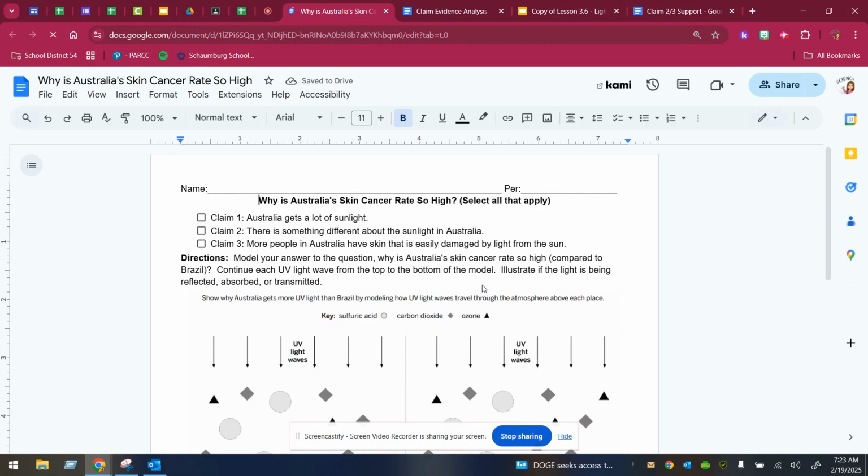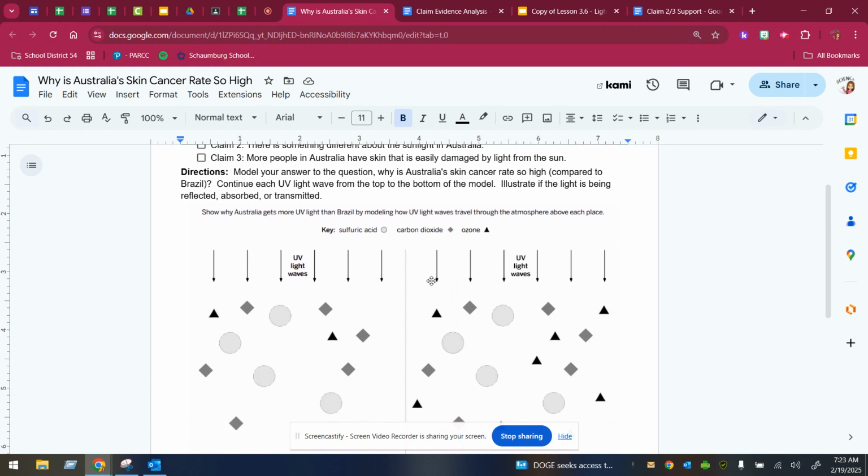You are going to receive a piece of paper that looks like this. The first thing, and everyone misses it, is up at the top. I want you to answer our question: why is Australia's skin cancer rate so high? Select all that apply. You might select all 3. You might select 1. You might select 2. Check the claims that you believe to be correct. And then we're going to model.